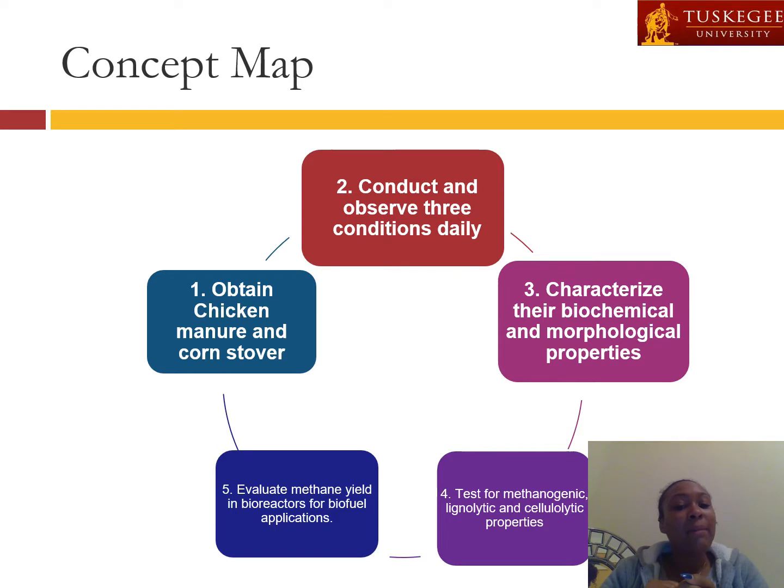The concept map here shows you basically what we do concerning the materials and methods. One is to obtain the chicken manure and corn stover. Two is to conduct and observe. Three is to characterize. Four is to test for the methane, lignolytic, and cellulolytic properties. And five is to evaluate the methane that was yielded from the reactors.